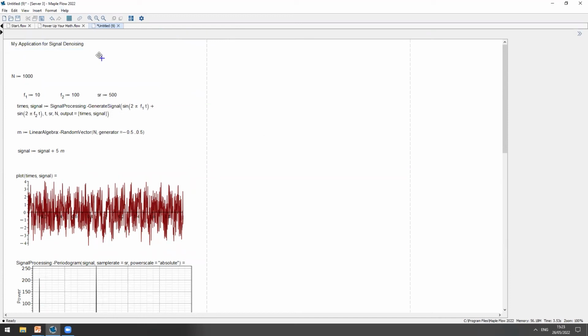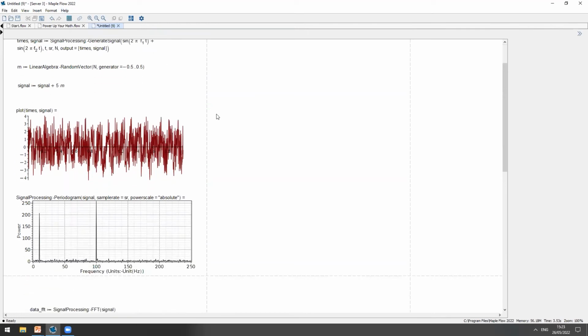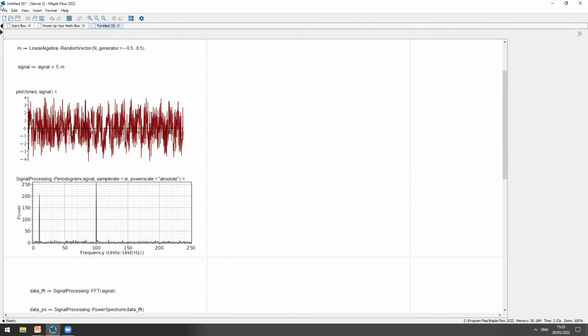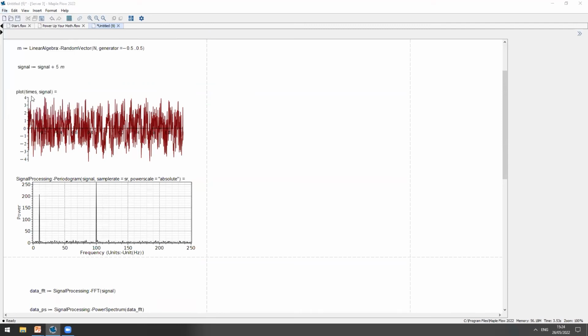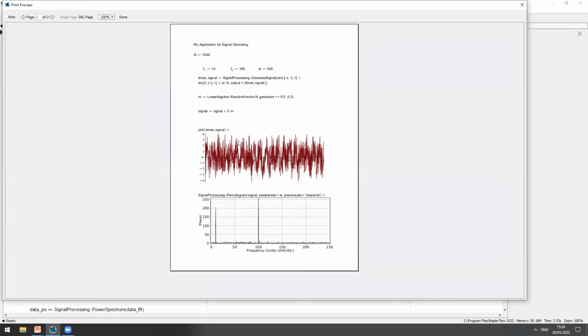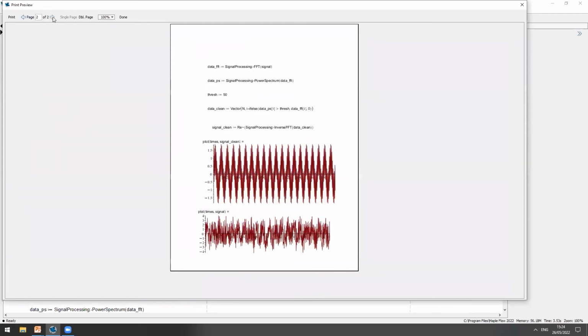Now, once I've formatted my document neatly, if I want to convert it to a PDF, I can go to File, Export As. If I simply want to see what it looks like on the printed page, File, Print Preview is my friend, and there we go. It's a faithful reproduction of what I have in my canvas, my worksheet.